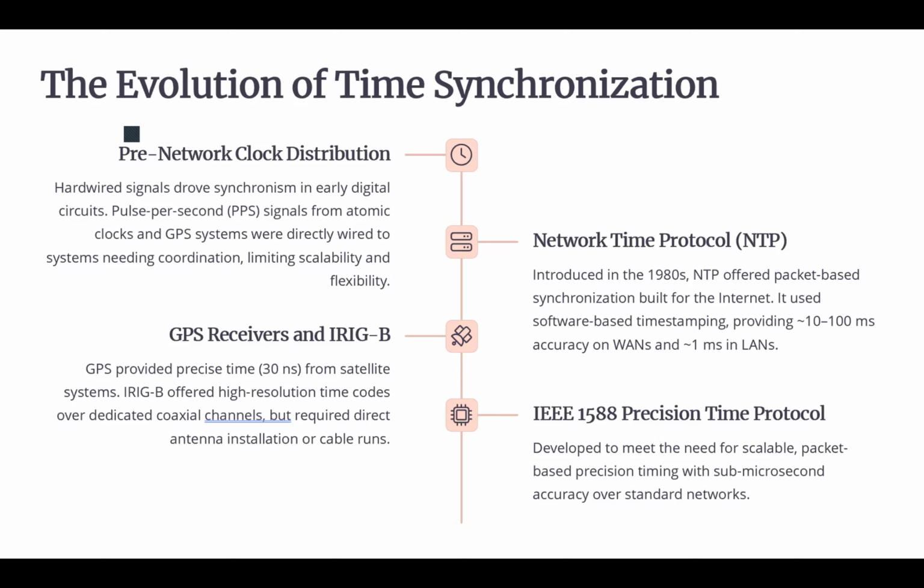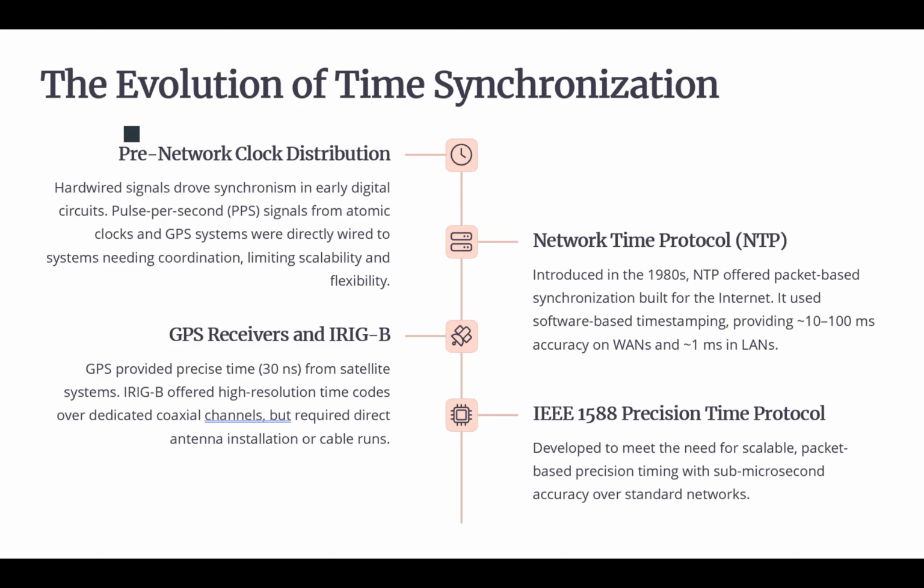Now, we have another method which is close to GPS and was developed at the same time. We call it IRIG-B, another method that delivers time codes over coaxial cables, and it synchronizes devices using that. Normally it's used for military and industrial systems, and it sends the timing information through the coaxial cable.